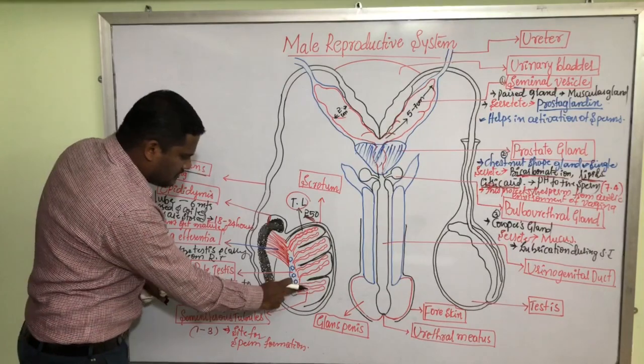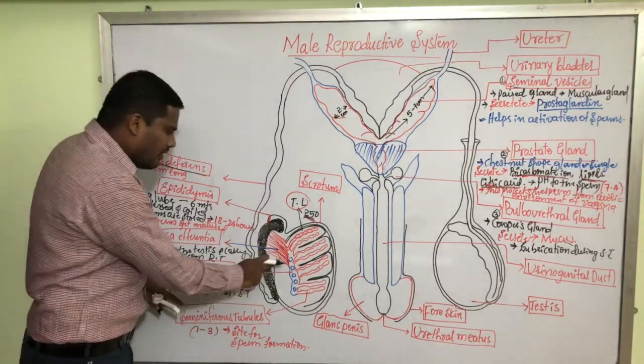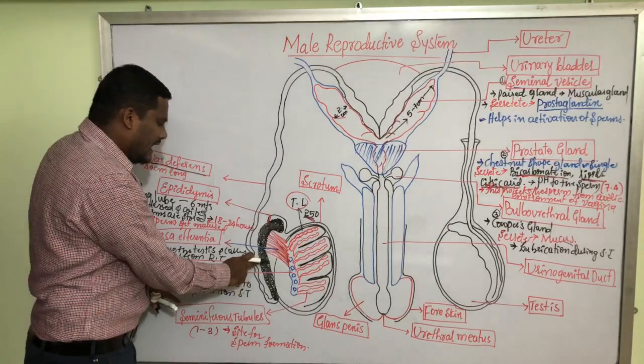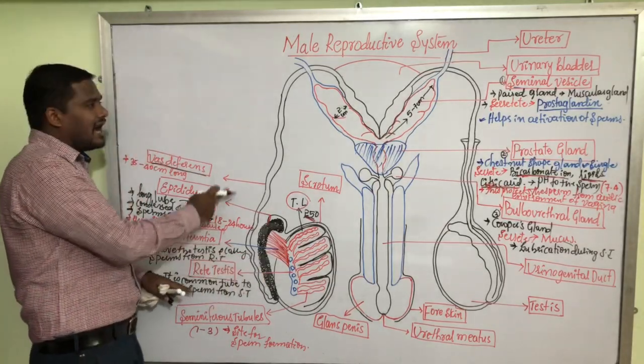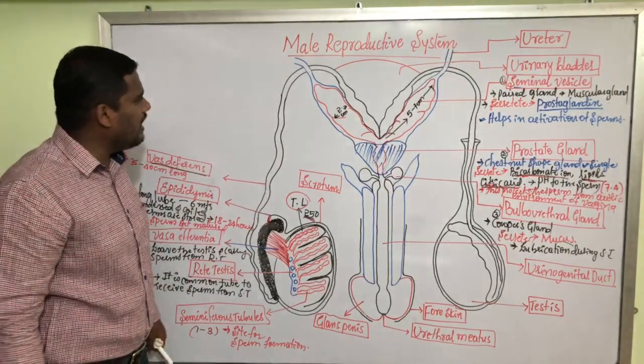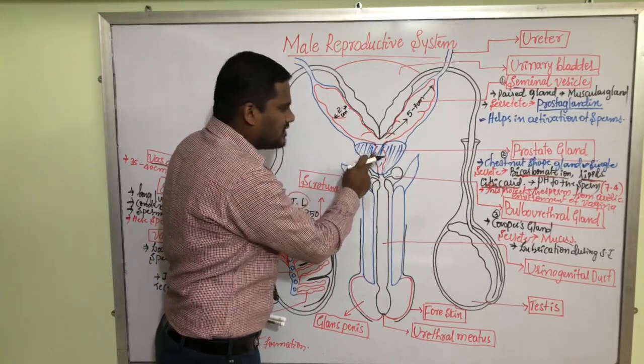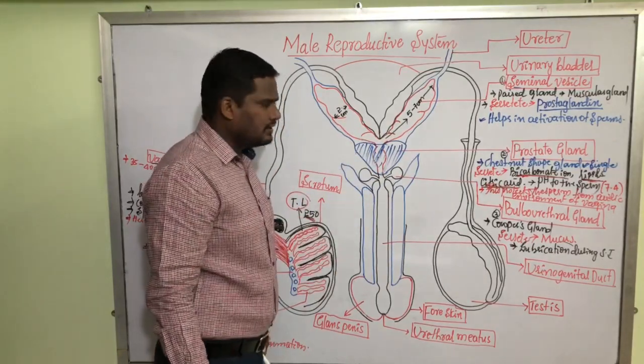Now, from seminiferous tubules, the sperms reach to the rete testis. From rete testis, they reach to the vasa efferentia. From vasa efferentia, they come to the epididymis. From epididymis, they are uplifted by a tube called vasa deferentia. Now, from vasa deferentia, seminal vesicles, prostate glands, and bulbourethral glands.